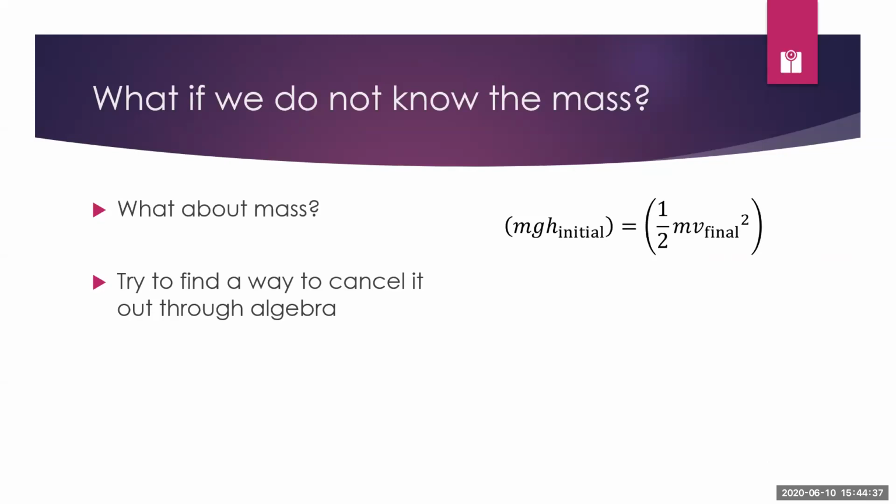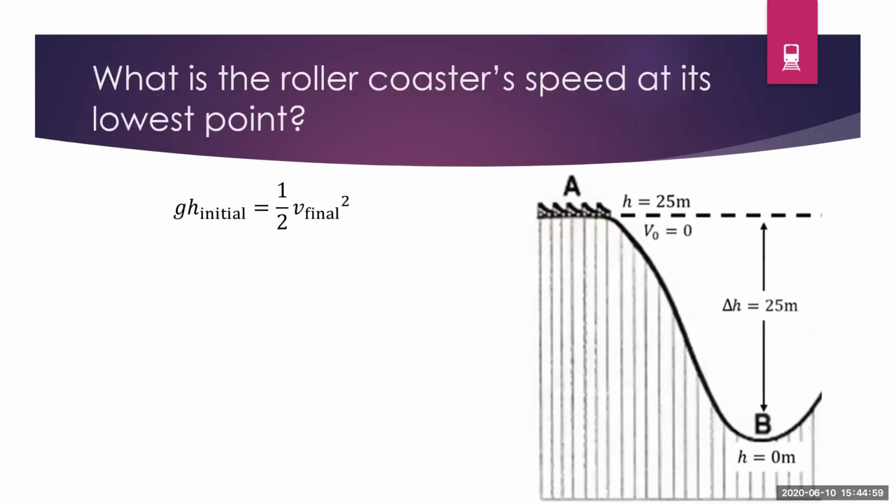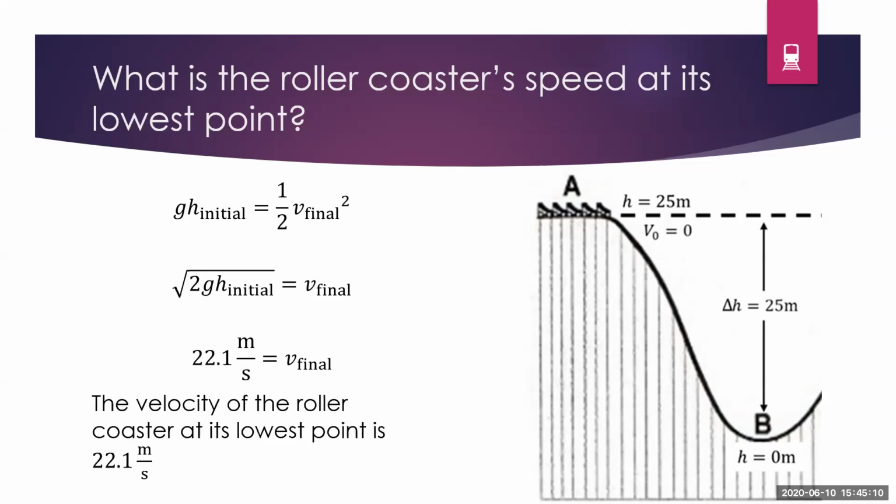Notice that we are not given the mass of the roller coaster. This is common in problems with energy considerations. The mass is often not necessary to solve the problem. One must find a way to cancel the mass out algebraically, either through a system of equations or by creating a system as we have below. Here we can cancel mass as it appears on both sides of the equation using algebra. We now isolate the V final and substitute in our known values into the equation and solve. The velocity of the roller coaster at its lowest point is 22.1 meters per second.